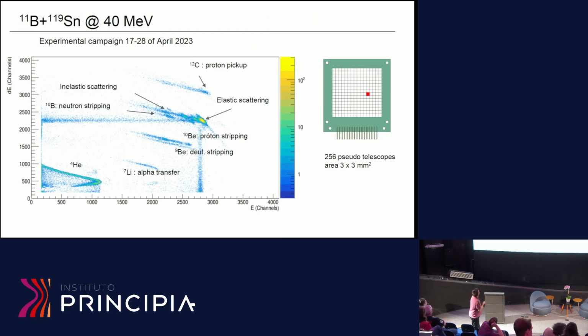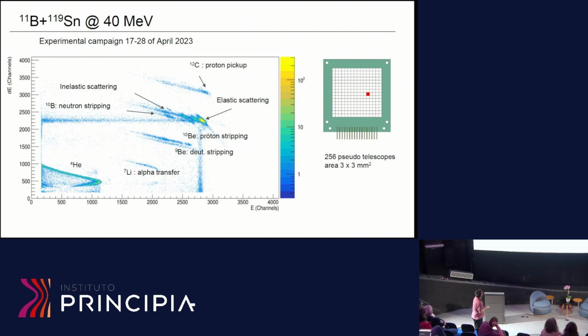And then if we do the same for boron-11, like we shoot boron-11 in the same target at the same energy, then we have this very nice spectrum of one pixel. We see all these events coming. We are producing carbon-12. We have many inelastic states here. We have a neutron transfer, proton transfer, deuteron transfer, alpha transfer, and so on.